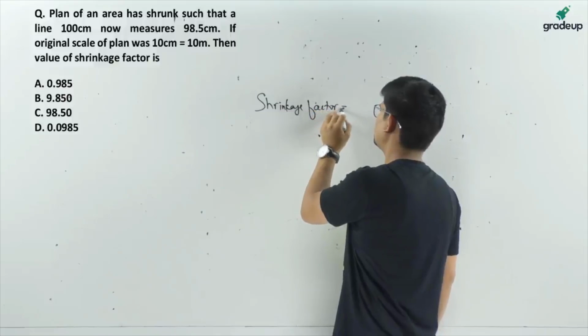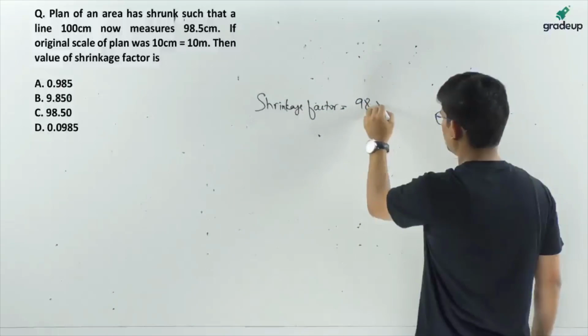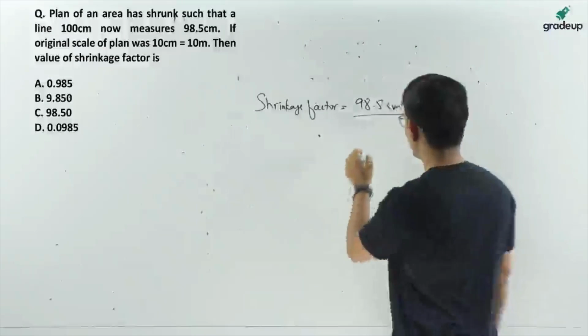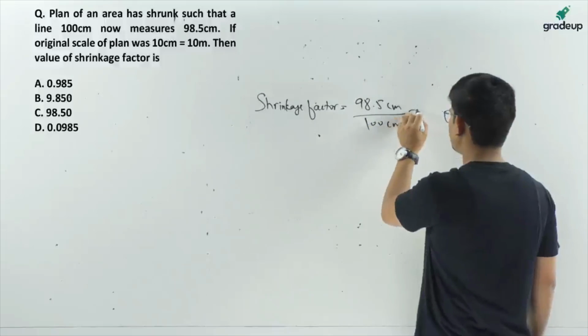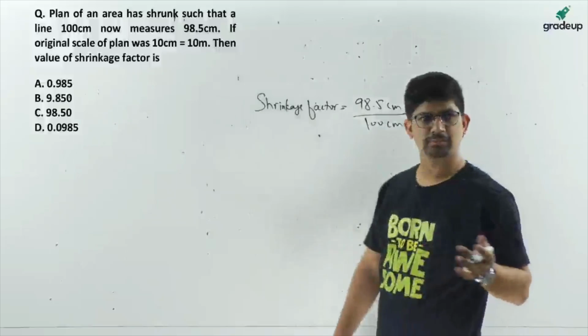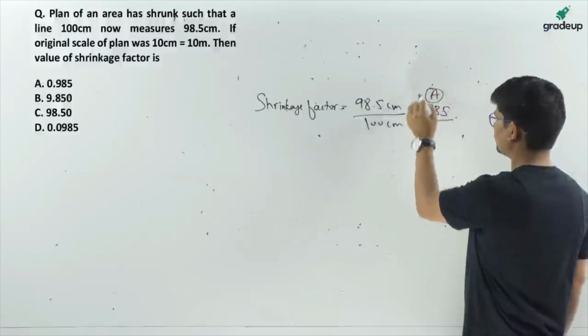Shrinkage factor is the shrunk length, that is 98.5 centimeters, divided by the original length, that is 100 centimeter, that is 0.985. So this is the simplest of the questions, so it will be option A.